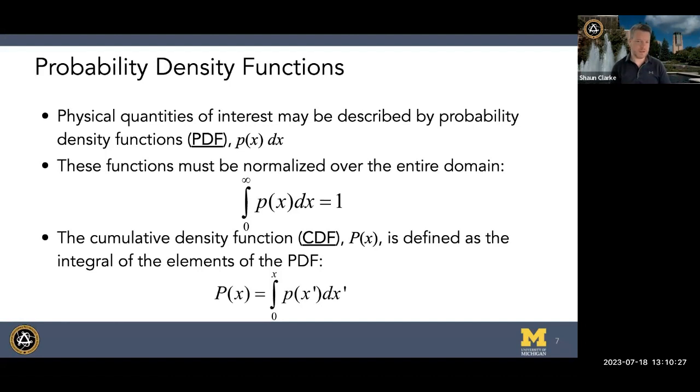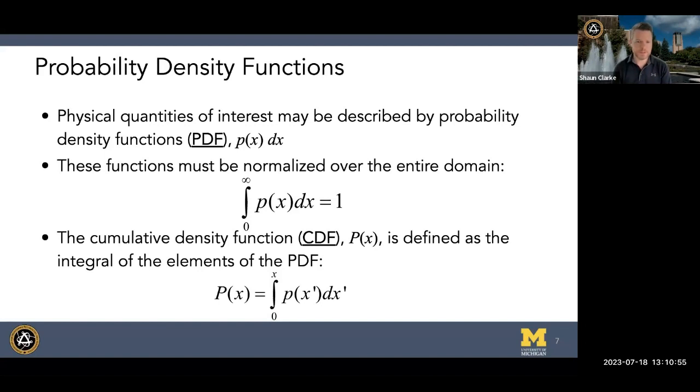Okay, and you can see on the second bullet there what a P of X means. P of X has to have two properties. The first property is it has to be normalized over the entire domain. So this integral from 0 to infinity has to equal 1, meaning that it's a probability: something must happen. So this PDF has to integrate to 1 over the entire domain, whether it's an X domain or angle or energy, whatever it is. Over that entire domain, the integral must come to 1, meaning something must happen.